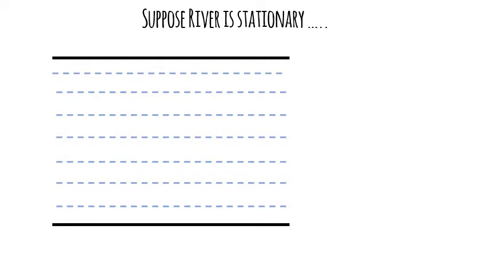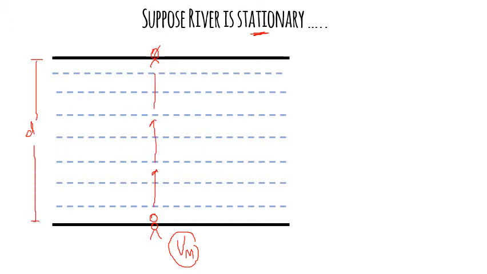Suppose the river is stationary and the man is right now here and he wants to reach this point. The river is not moving. Suppose the man can travel with velocity Vm and the thickness of the river is d. So the man will be traveling in this direction only. In vertical, how much does he have to travel? d, and his velocity is Vm.